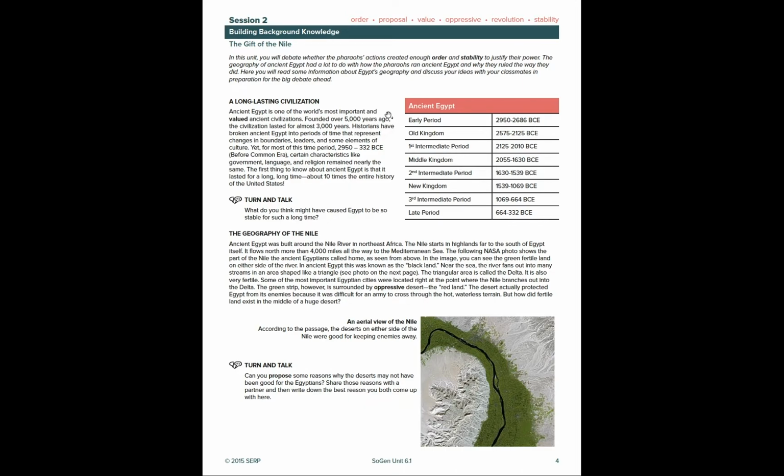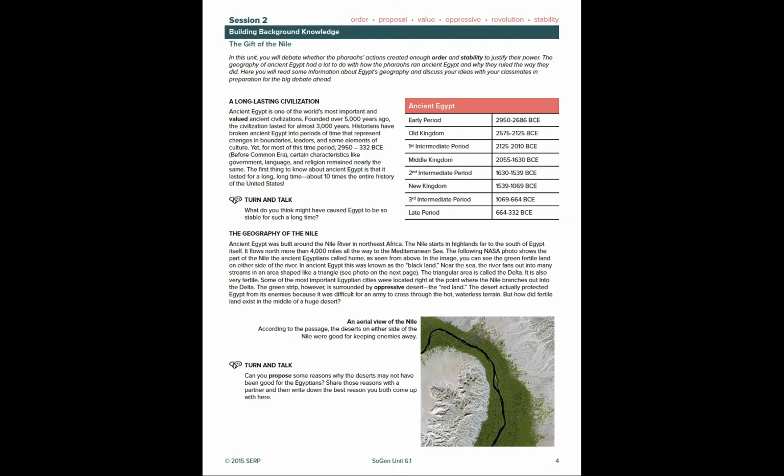And let's take a look at what the passage says. Ancient Egypt is one of the world's most important and valued ancient civilizations. There's "valued," a bolded word that the text wants you to learn. Founded over 5,000 years ago, good math me, the civilization lasted for almost 3,000 years. Hey! Historians have broken ancient Egypt into periods of time that represent changes in boundaries, leaders, and some elements of culture. Yet for most of this time period, 2950 to 332 BCE, before the Common Era, certain characteristics like government, language, and religion remained nearly the same.